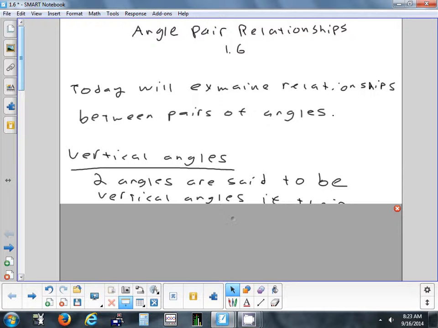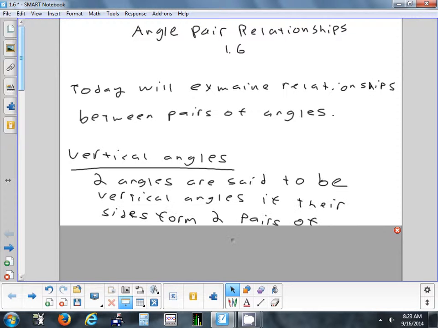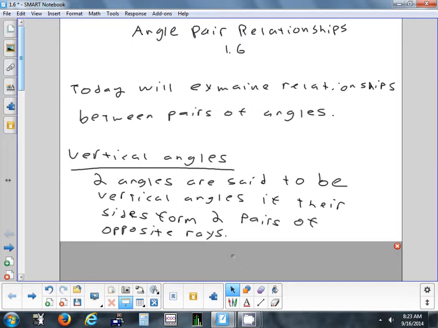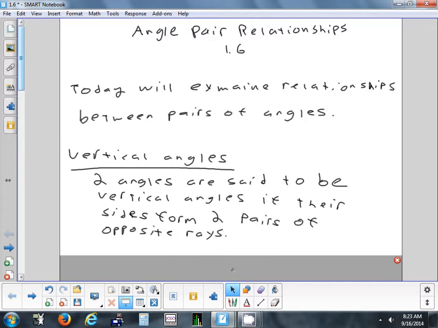All right. One thing we're going to look at is what's called vertical angles. We're going to see vertical angles a lot. This situation will come up a lot throughout the year. Two angles are vertical angles if their sides form two pairs of opposite rays. So two angles are vertical angles if their sides form two pairs of opposite rays.